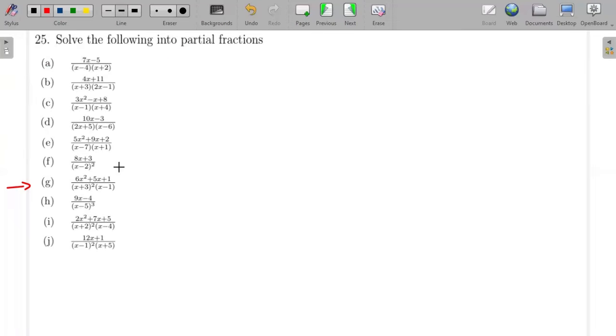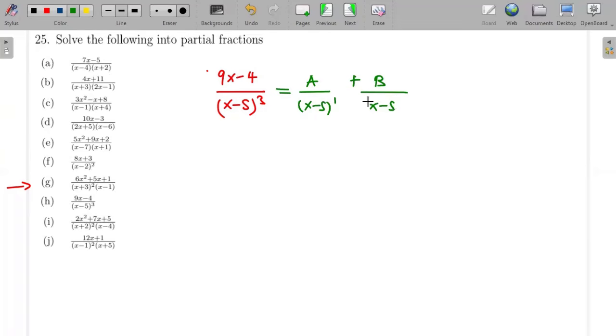So H is this guy. We have (9x - 4)/(x - 5)^3. So this is a repeating factor. So I'm going to say this is the same as a/(x - 5)^1 + b/(x - 5)^2 + c/(x - 5)^3. So this is what we have here.